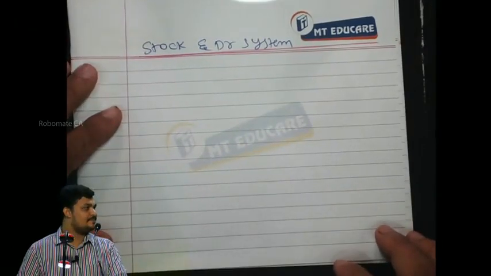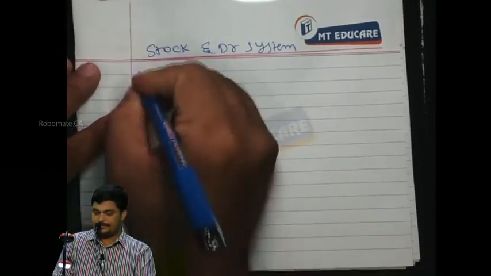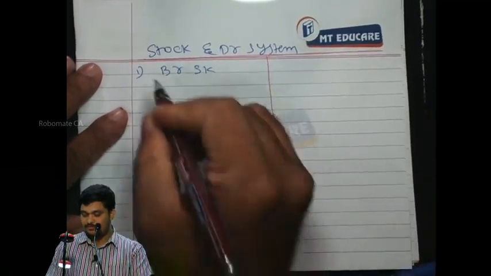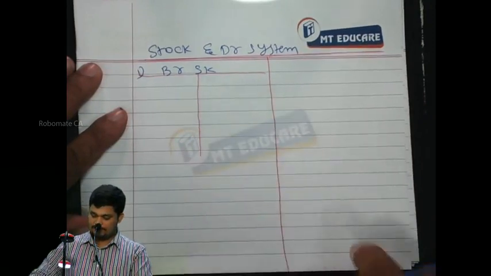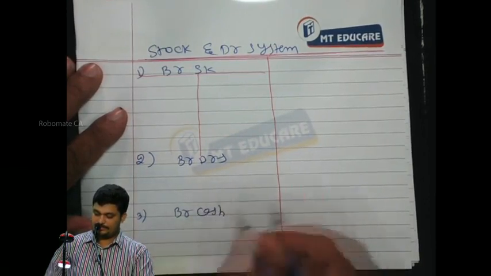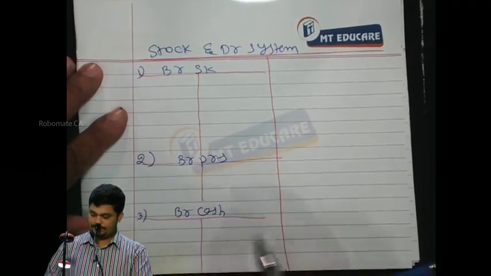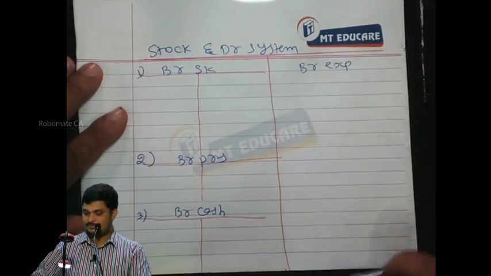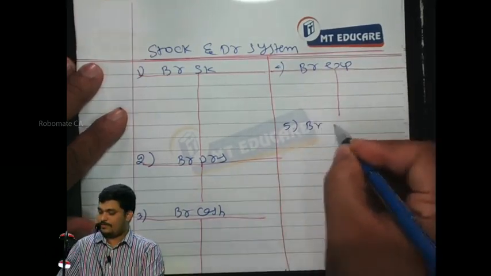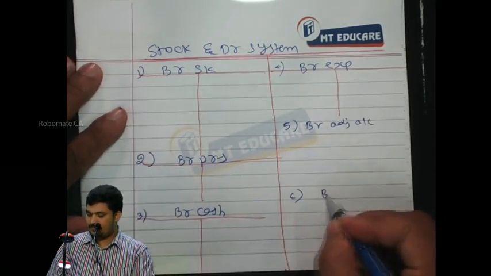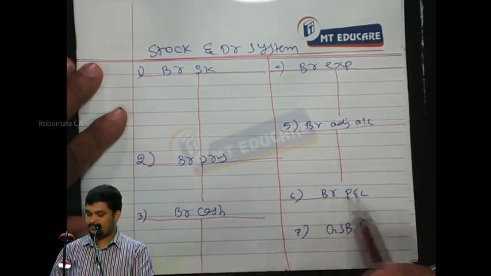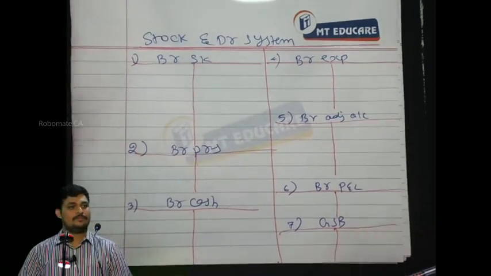Stock and debtors system. We prepare branch stock. Whatever 11 journal entries that we have made, we are just putting into ledger accounts. Branch stock, branch debtors, branch cash, branch expenses, branch adjustment account, branch P&L, goods sent to branch. Everybody?